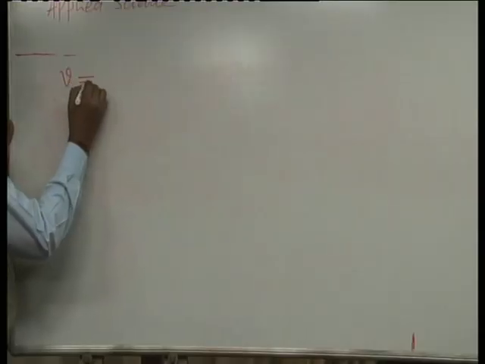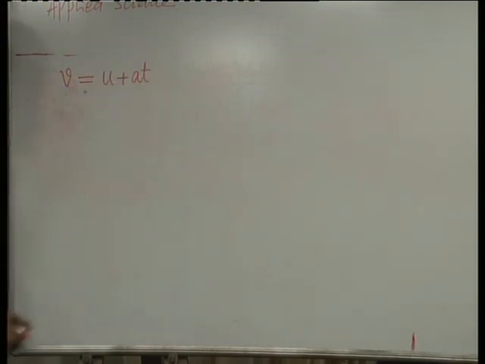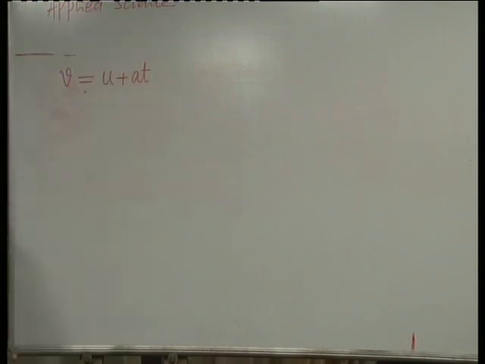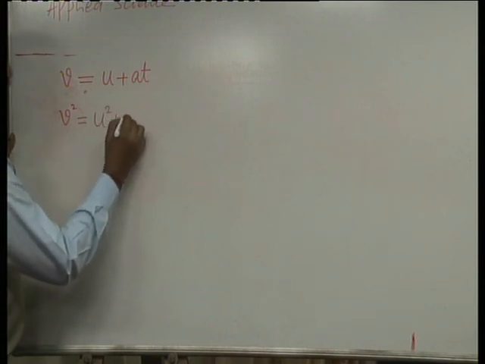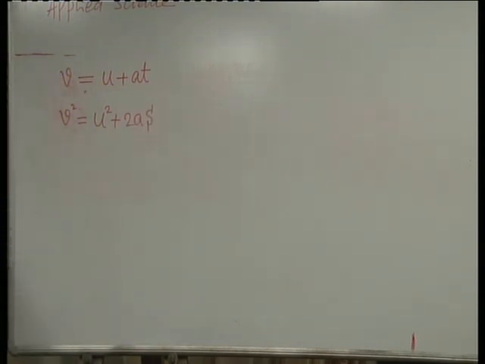The first equation of motion is v = u + at. The abbreviations used here: u is the initial velocity, v is the final velocity, a is the acceleration possessed by the body, t is the time taken by the body. Then v squared = u squared + 2as. Again v, u, a are the same as I explained in the first equation. s is the distance travelled by the body in a given time.